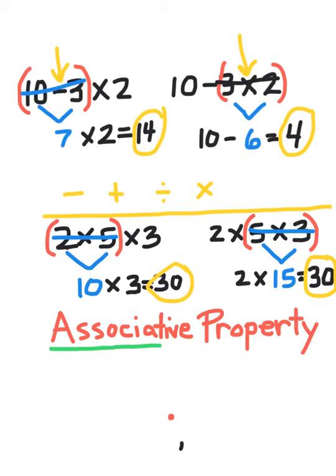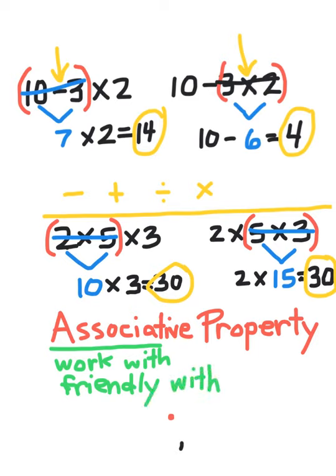So I wanted to talk about what associate means. You can see associate is in that word. An associate is someone you know, someone you talk to, someone you work with, or someone you're friendly with. You associate with them. So what we're talking about here is in math, when we associate numbers, that means we make them work first together. We make them friendly together first.